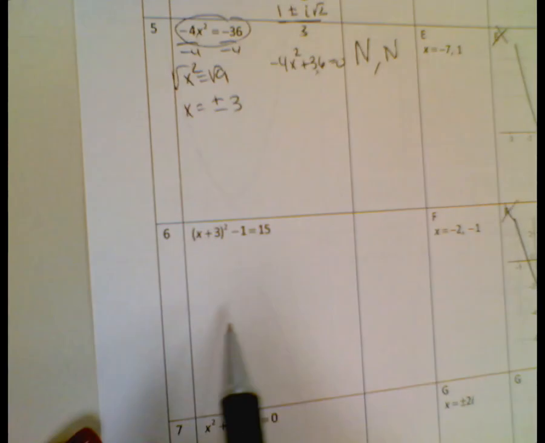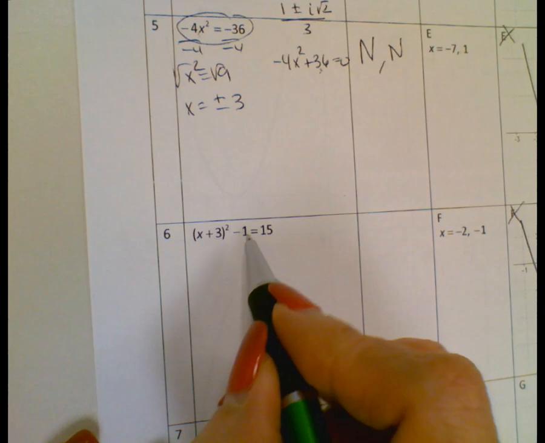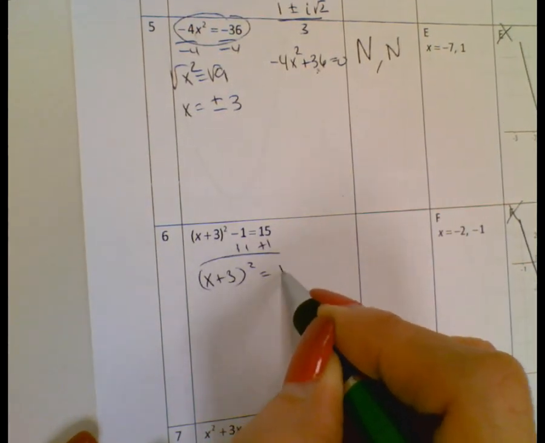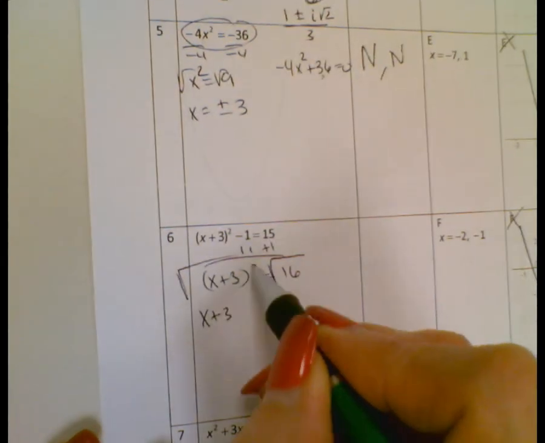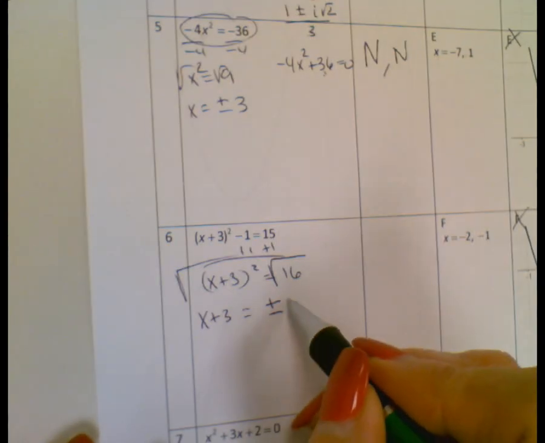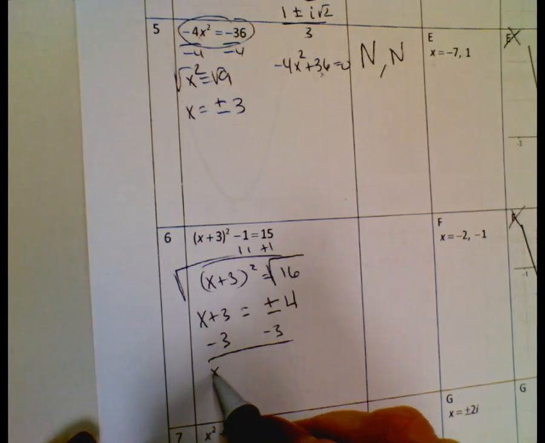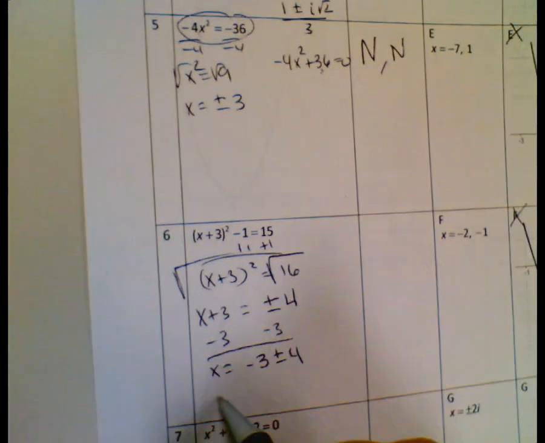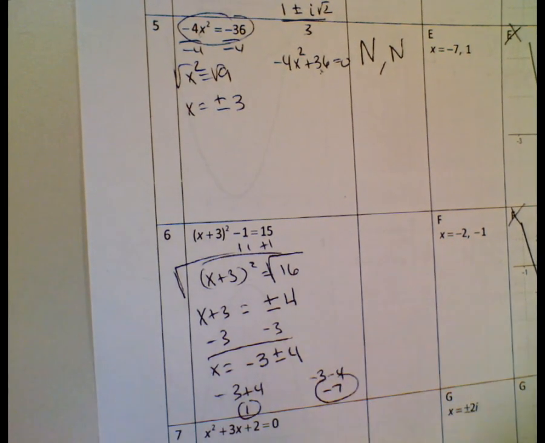So this one, you could FOIL this, but you don't need to. You can always get rid of a square by square rooting. So I think we should add 1, and I think we should get rid of that square by square rooting instead of FOILing. So we're going to square root. That gets rid of the square. But you can't forget the plus minus. What is the square root of 16? It's 4. Now we got to subtract 3. Where does that subtraction of 3 go? It goes in front of the plus or minus. So negative 3 plus 4 is 1, and negative 3 minus 4 is negative 7.